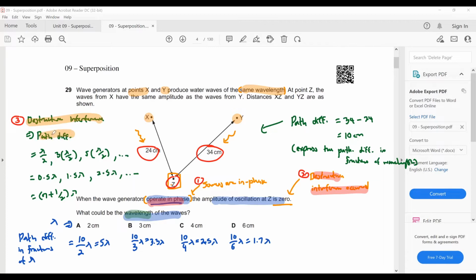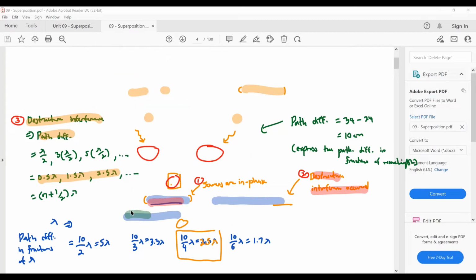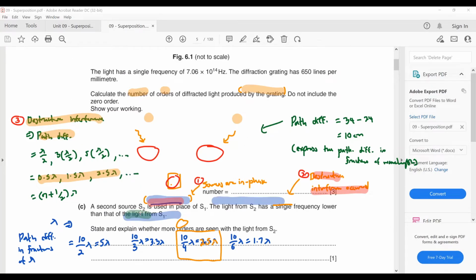So you know that for destructive interference, the path difference must be these values here: 0.5, 1.5, 2.5. It must be having 0.5. So the only one that seems to have 0.5 is this one. Okay, this one is 2.5 lambda. So the answer is C. The rest is not possible because it's telling you something else. Okay, so answer is C. Okay, so far so good with that.